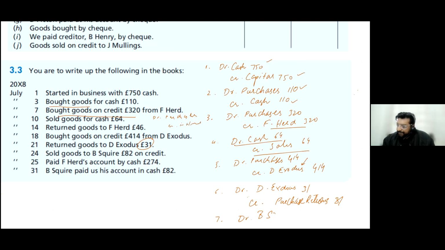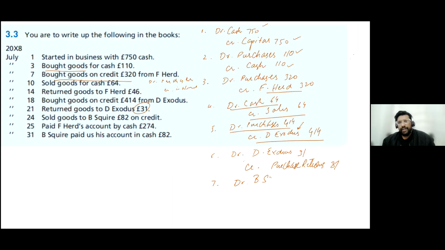Okay. Bought goods on credit, 414, from the Exodus. Because we bought it on credit, the Exodus is becoming a liability. So we credit it and we debit purchases. And return goods to the Exodus. Some of the goods are returned to him, so he is no more a liability for at least this 31. So we debit the Exodus with 31 and we credit purchase returns.